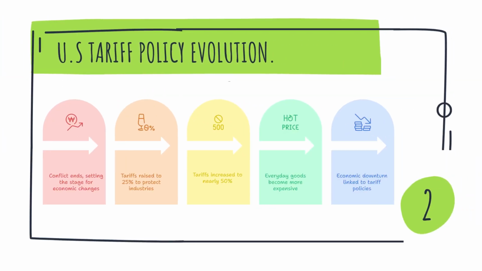After the War of 1812, the US raised tariffs to 25% on items like cotton, wool, leather, and iron. The goal was to protect growing American industries, especially textiles, from cheaper British imports. In 1890, the McKinley Tariff took things even further, raising average duties to nearly 50%. The goal was to protect American workers and businesses, but it resulted in higher prices for everyday goods like clothes and groceries. Some historians even link it to the economic recession of 1893.